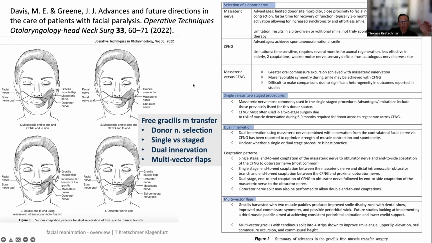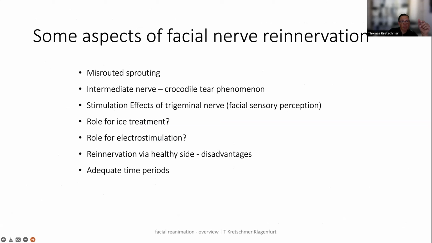And so the question would be, which kind of donor nerve do you take? Do you do the procedure single versus two stage? Do you use a dual innervation? Do you use multi-vector flaps? And this is just the technical parts. And there are much more aspects of facial nerve reanimation. We have the subject and topic of misrouted sprouting. We have sometimes the crocodile tear phenomenon.